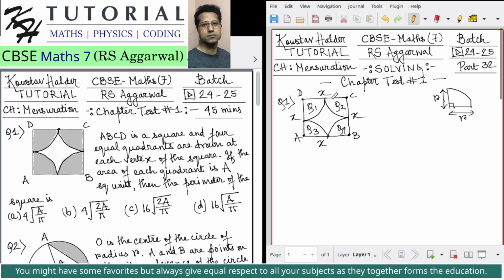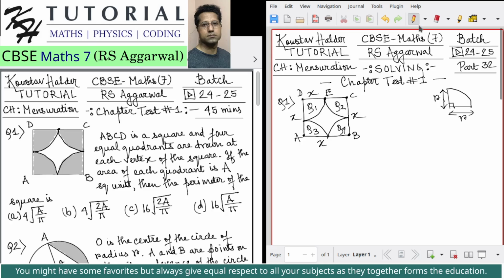Now we have to understand what will be the radius of each of the quadrants. Remember that you can see, consider the quadrants Q1 and Q2. They are touching at a point on the side DC. The quadrants Q1 and Q2 will touch each other on the side DC, let's say at the point E.